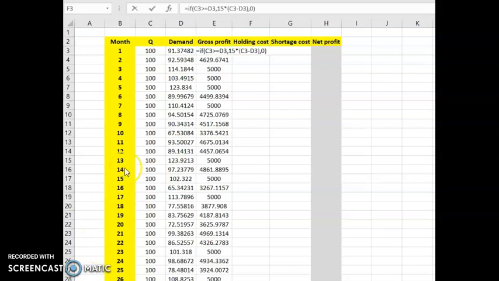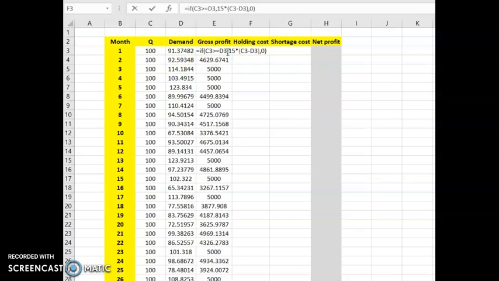Here you see the formula that we have for the holding cost. Again, to have holding cost, Q must be greater than demand. Otherwise, it would be 0. So that's the reason you first see an if clause, as you can see here: if C3 is greater than D3. C3 is Q and D3 is demand. So it says if Q is greater than demand, we are going to have some inventory cost.